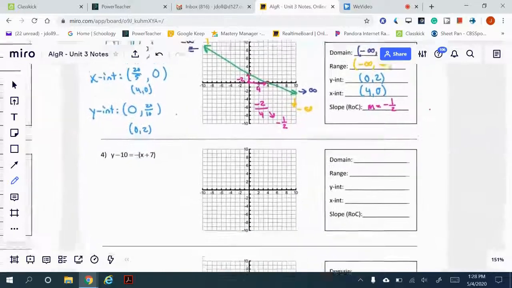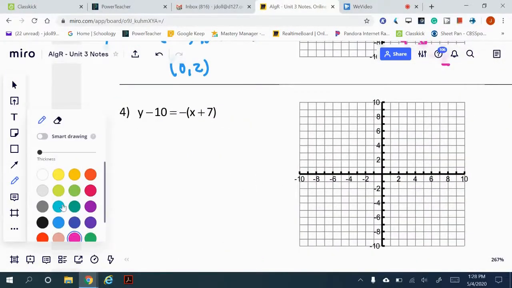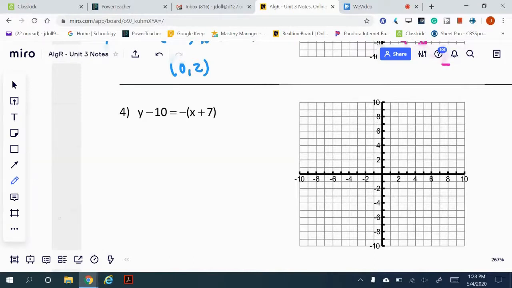So there's an example of standard form. All right, number 4 here, we get another new type of form. Now we have x and y, but they're not on the same side. Y is on the left, x is on the right, but y is not alone. So this can't be slope-intercept form, but this can be point-slope form: y minus k equals m times x minus h.